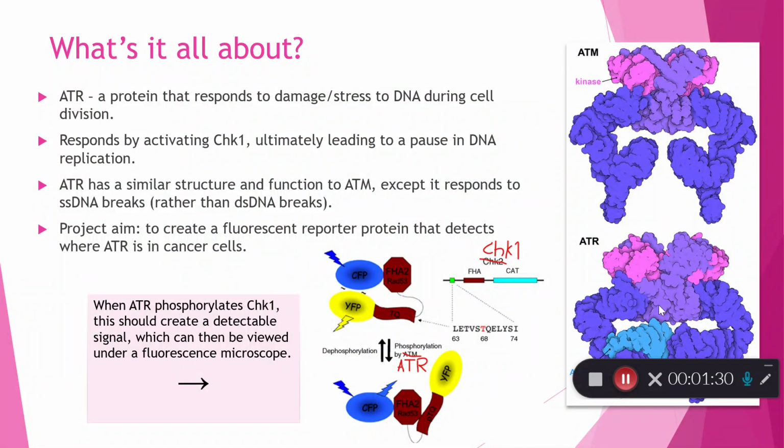So the idea of this project was that when ATR does phosphorylate CHEK1, this would cause two fluorophores to come together, creating a detectable signal which can then be viewed under a fluorescence microscope.